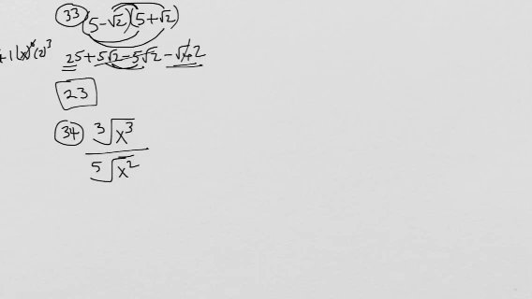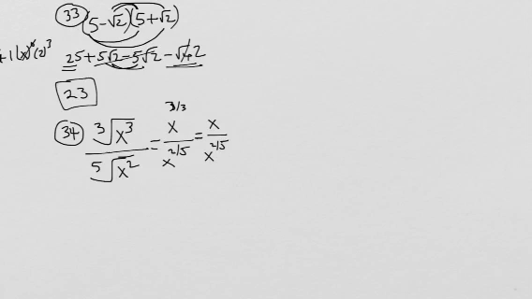Okay, so for number 34, notice all the answer choices have x to some fractional power. So let's go ahead and change these to fractional power. So this is x to the 3/3, and this is x to the 2/5. Okay, so 3/3 becomes 1. So this is x over x to the 2/5.